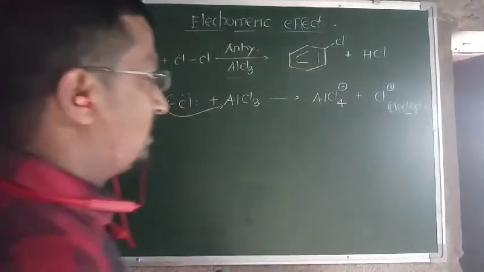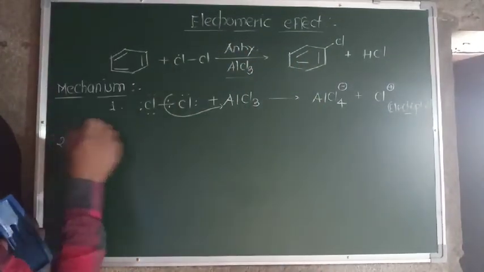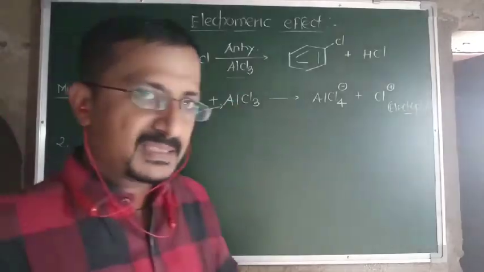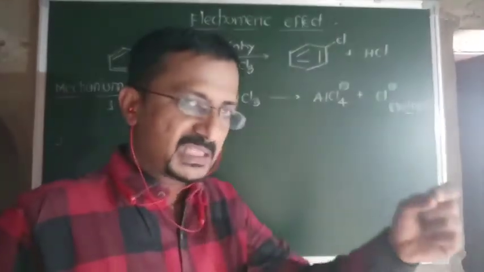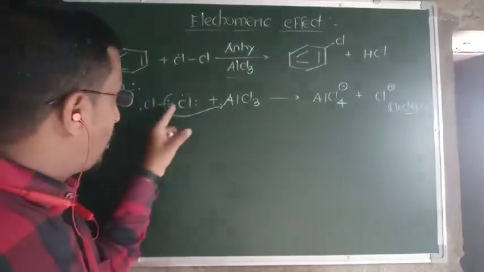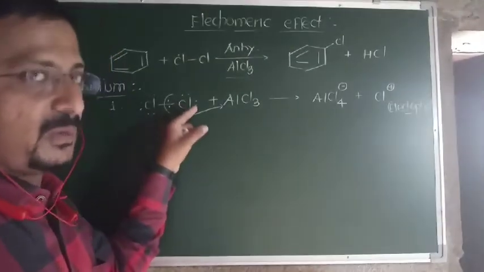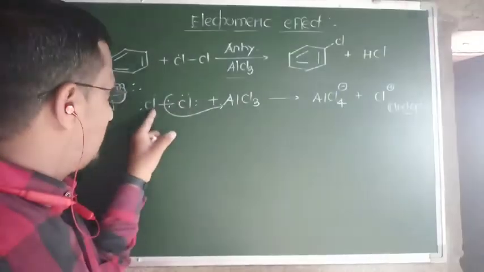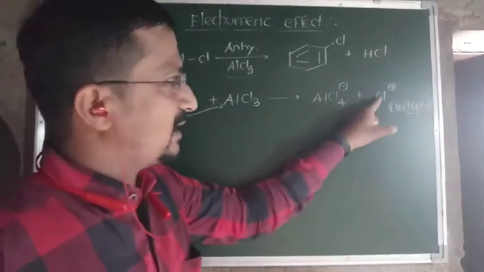Remember, this Cl plus is the electrophile. So this is the first step. In the first step, the Lewis acid simply captures the chloride ion from Cl-Cl, along with the bonding pair of electrons, that is Cl minus, and this chlorine becomes electron deficient. That's why it is Cl plus.